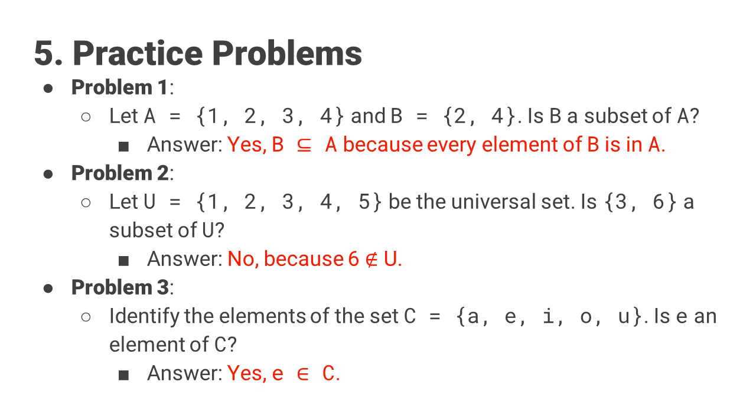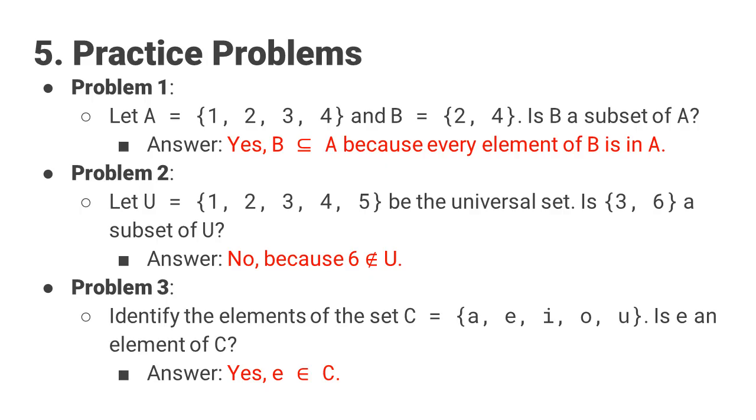Here we check for the members or the elements of this set and see if all of them are in the universal set. So is 3 an element of our universal set? Yes. Is 6 an element of our universal set? No. Therefore the set of 3 and 6 is not a subset of U.